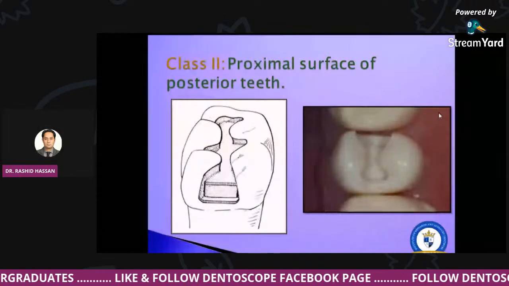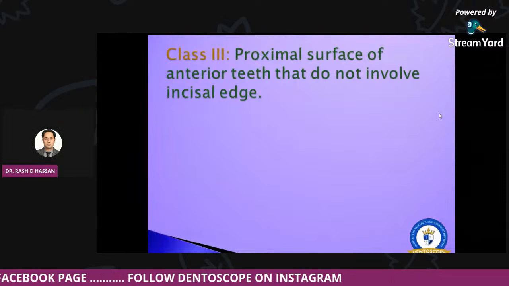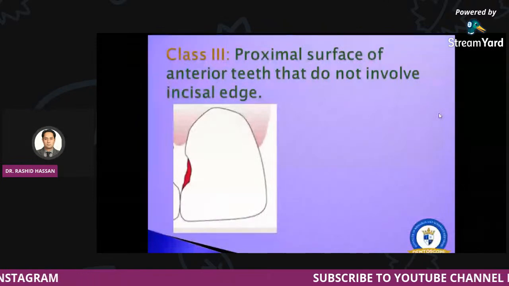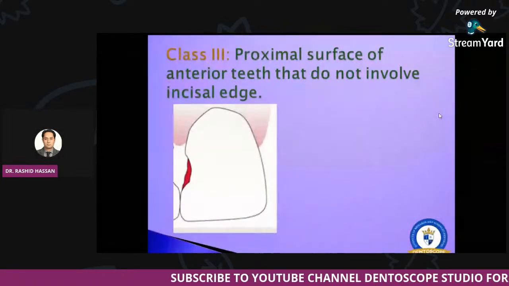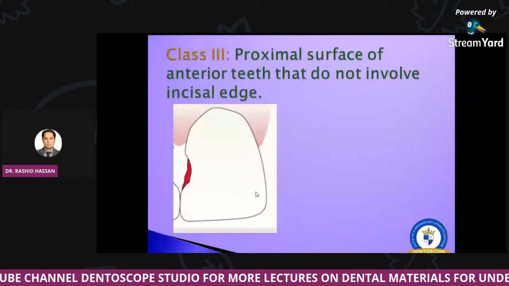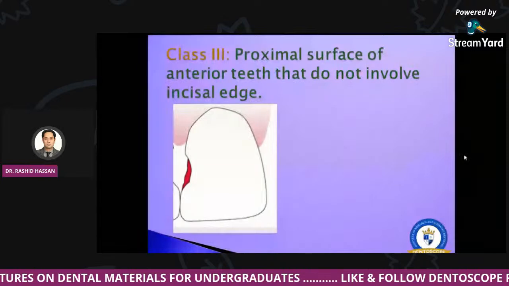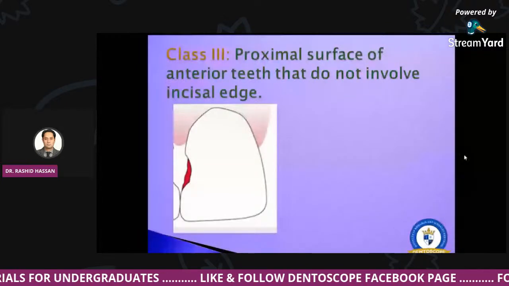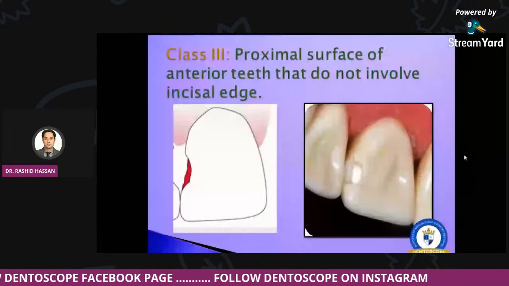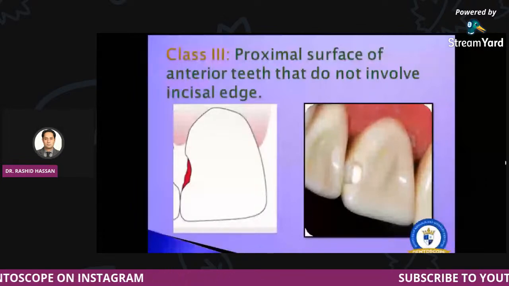Then class 3, the proximal surface of anterior teeth that do not involve the incisal edge. Example, here you can see this incisor having mesial caries, but the edge is not at all involved along with the incisal edge, referred to as class 3 cavity. It involves the proximal surface of the anterior teeth but does not involve the incisal edge. And here is the clinical picture of this. Only the caries lesion was present on one side, the distal side, and the incisal edge is intact.